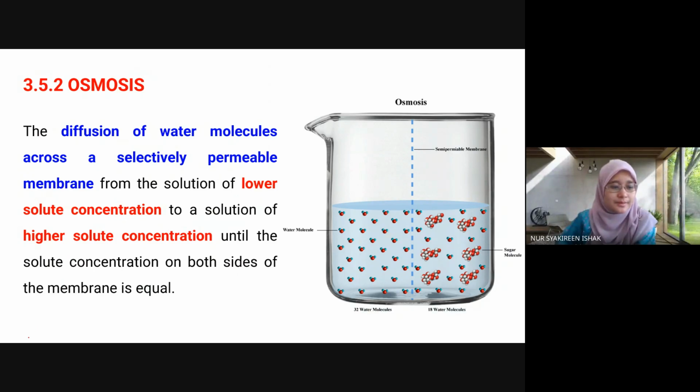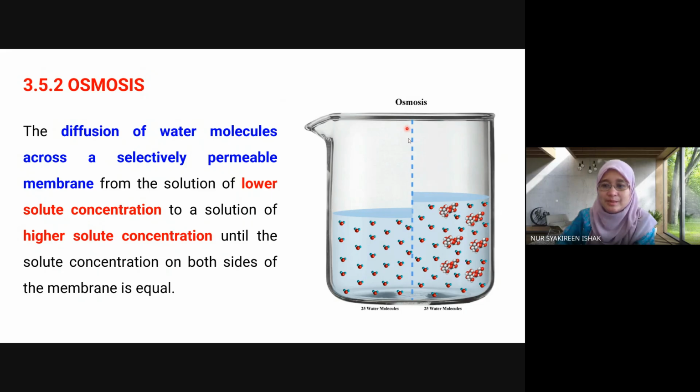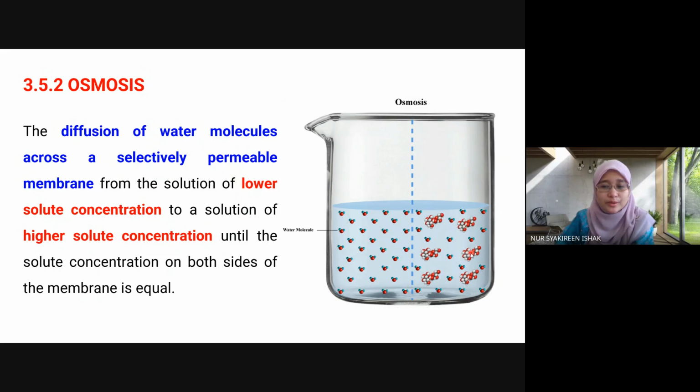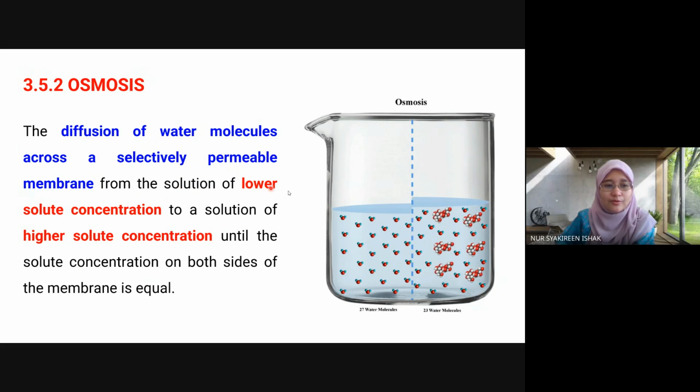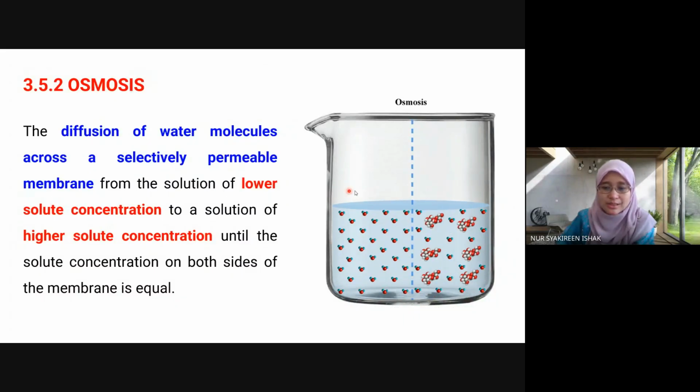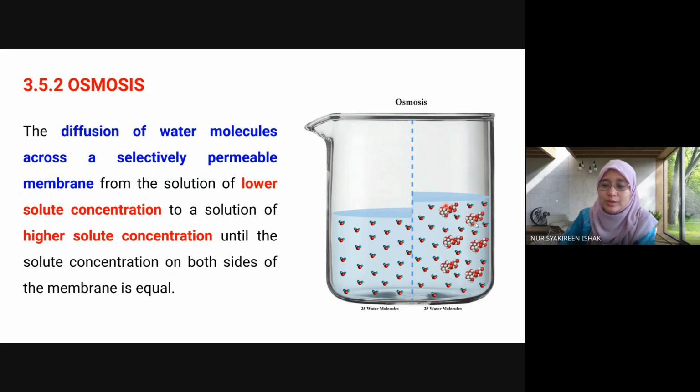Okay, so osmosis is the diffusion of water molecules across a selectively permeable membrane. Okay, so it means that this membrane allows only for the movement of water, right? So across a selectively permeable membrane, from the solution of lower solute concentration. This side has lower solute concentration, has a lot of water molecules that are free to move. Okay, to a solution of higher solute concentration. So this area has more solute. For example, this side here can have a lot of sugar dissolved inside.